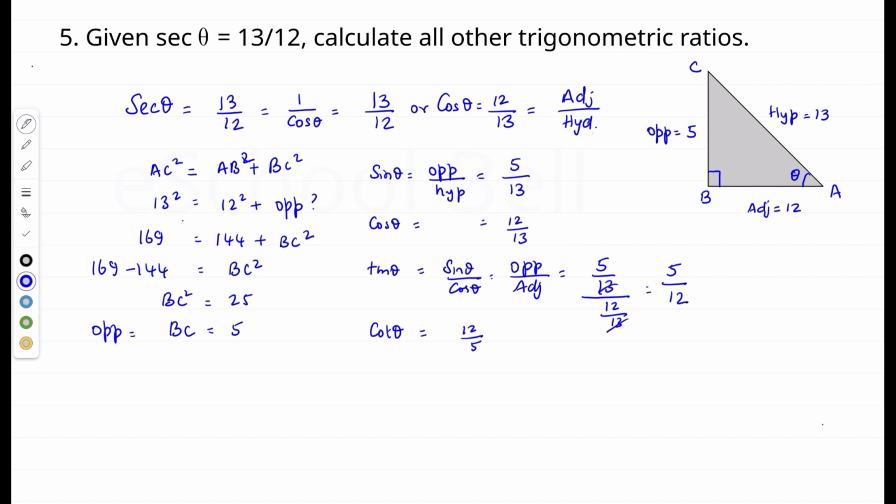So we had secant theta already given. Secant theta is 13 by 12, and cosecant theta is 1 by sin theta, which is basically 13 by 5. So we found all the ratios, and we can also solve this using trigonometry identities, using the formula 1 plus tan square theta is equal to secant square theta. But I'm not going to do that working, because trigonometry identities will start in exercise 8.3 onwards. Okay, let's see the next question.